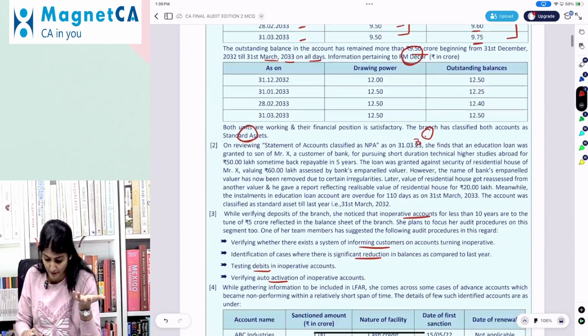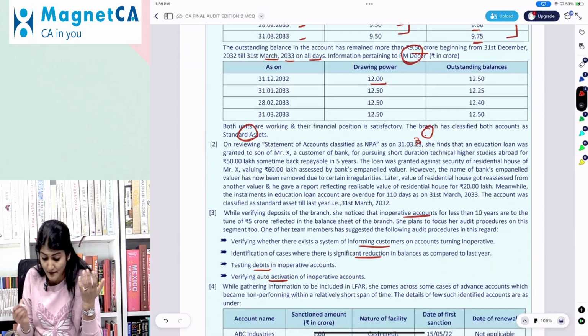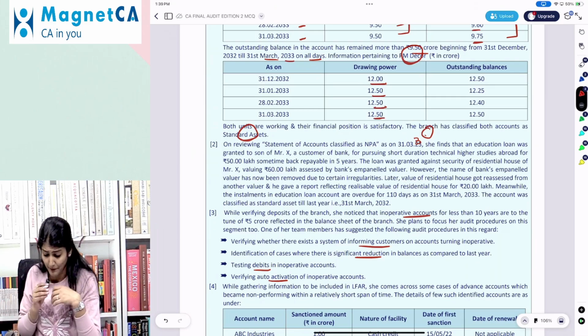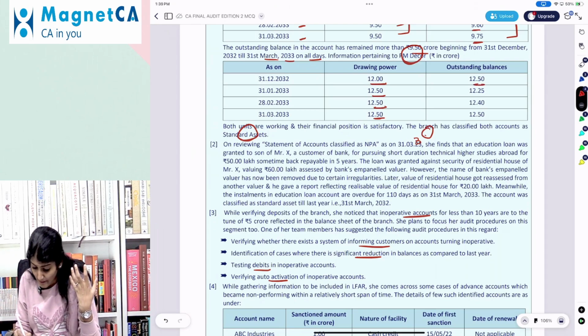But let us look into the question. Here what does it say? What is the drawing power? 12, 12.5, 12.5, and 12.5. And again, what is the outstanding balance? 12.5, 12.25, 12.40, and 12.50.